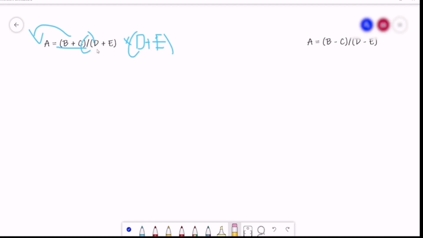We'll also have to use this step, even if d or e is missing. That's because there's no such thing as moving d and e towards the left side of the equation, right? So all we have to do is just to eliminate the denominator first. So let's do it.